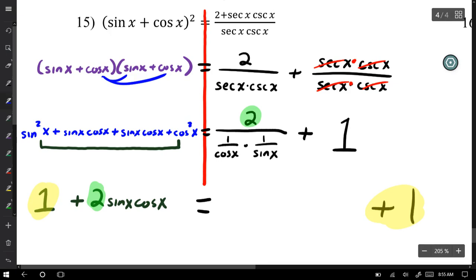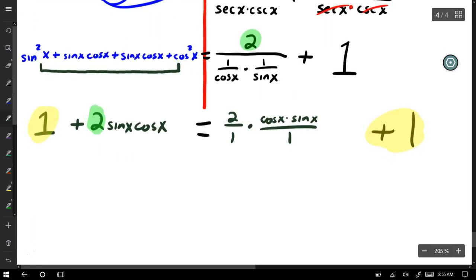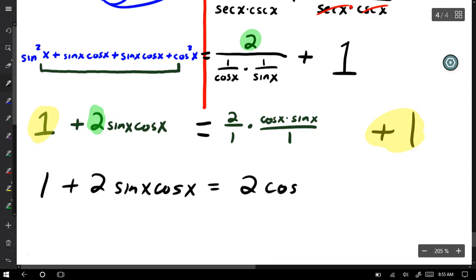Now, I'm going to flip and multiply. So I'm going to keep the 2 over 1. So I'm going to keep this numerator. I'm going to flip this denominator and multiply. So cosine of x and sine of x go to the top, and 1 goes to the bottom. Well, look at that. So right now, the left-hand side is 1 plus 2 sine of x cosine of x. And I'll write this down as just the way it appears, 2 cosine of x sine of x plus 1.